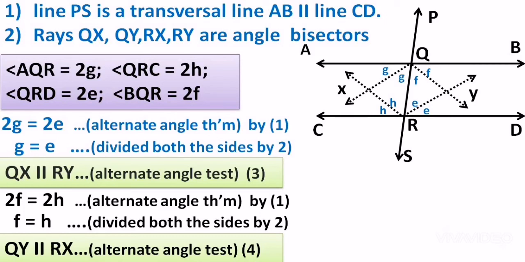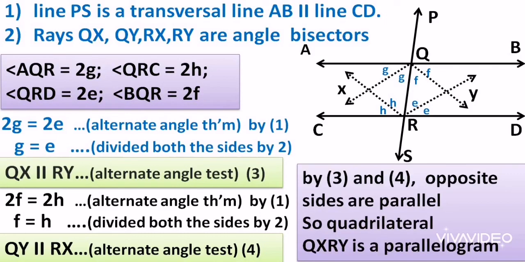Okay, so once opposite sides are proved parallel, by definition of the parallelogram, quadrilateral QXRY is nothing but the parallelogram, right? Whenever you prove opposite sides parallel, that makes that quadrilateral a parallelogram, correct? So my first target is done. Now I'll move toward the next target, to prove at least one angle is 90 degrees.